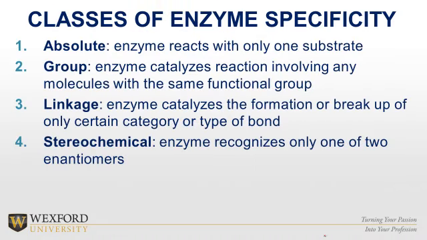So classes of enzyme specificity. Absolute specificity means that enzyme only reacts with one substrate. Group specificity: enzyme catalyzes reactions involving any molecules with the same functional group. Well, now when we think functional group, we think R group, right? Linkage specificity: enzyme catalyzes the formation or breakup of only a certain category or type of bond. Or stereochemical. Remember, when we think stereochemistry, we think 3D, right? 3D structure. Enzyme recognizes only one of two enantiomers. Remember the kind of the mirror images of each other?